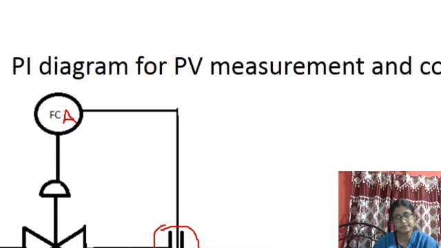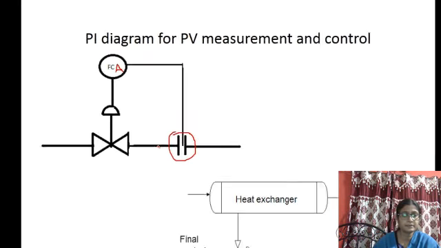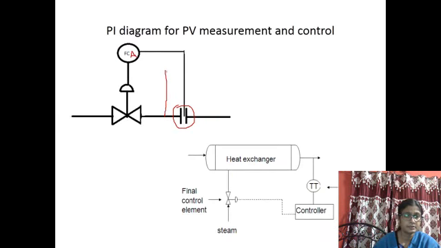If the process variable is pressure, then it should be directly connected from here. If it is directly connected with the flow line, then it is a pressure measurement system, and it should be PCA or PRC or PIC, whatever the controller is, pressure controller or pressure recorder along with controller, like that.